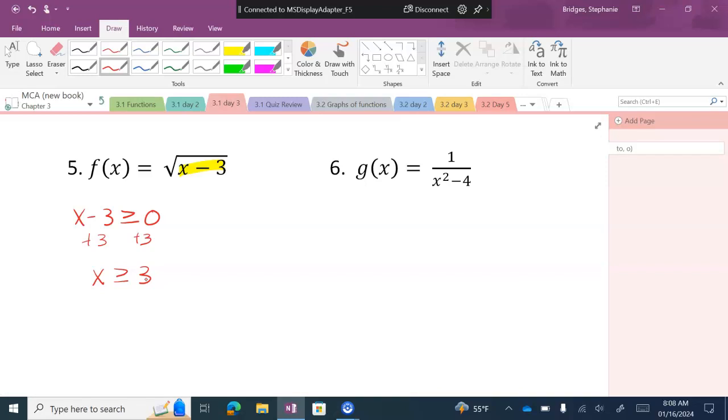Smallest number goes on the left. What's smaller, 3 or everything bigger than 3? 3. And I'm going to put a bracket or parenthesis. Bracket. And then it's going to go forever to the right. So that is going to be to infinity.